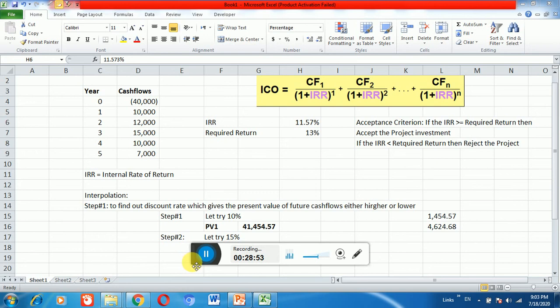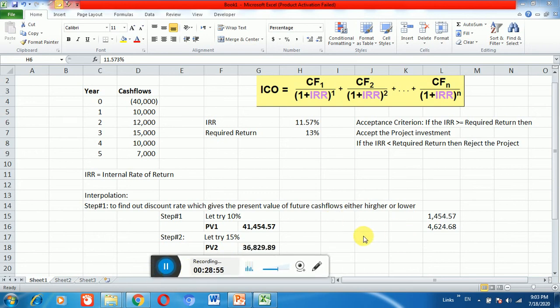So dear students, you have learned the manual method of interpolation to find out this IRR value in this example. But keep in mind, to make it very simple, this was only the process behind the scenes. In Excel you can compute the IRR directly using the IRR function. For example, I'm just using the IRR function in Excel.